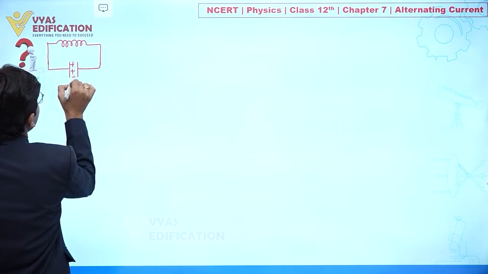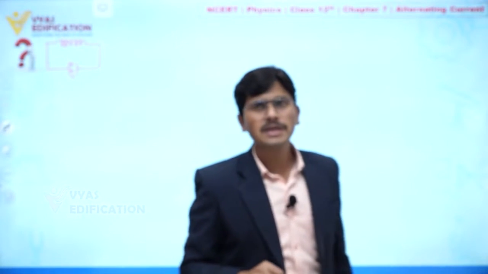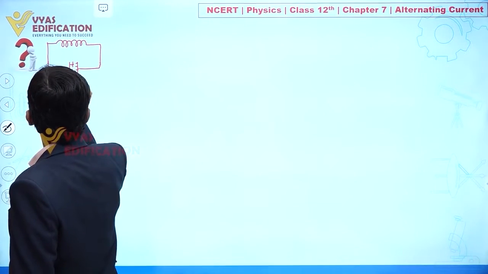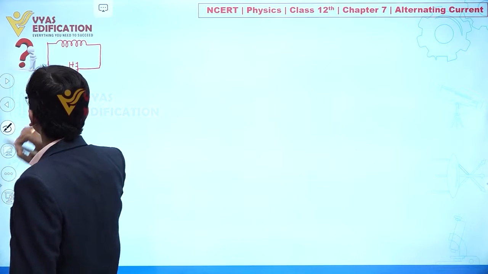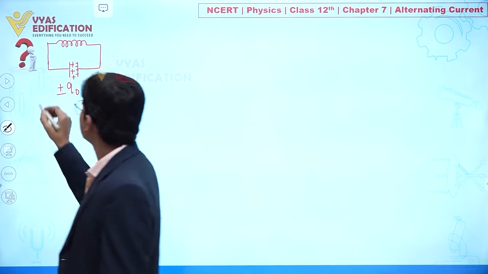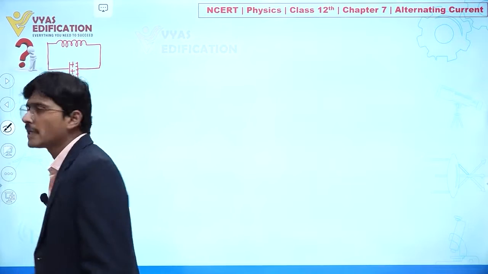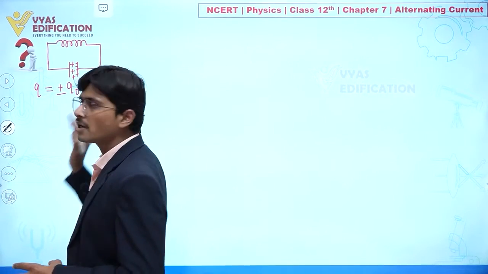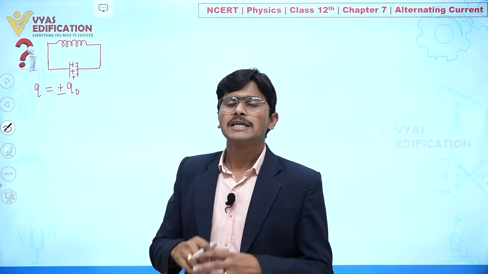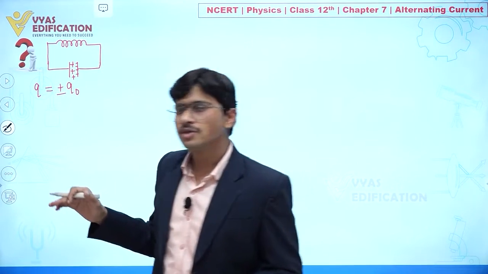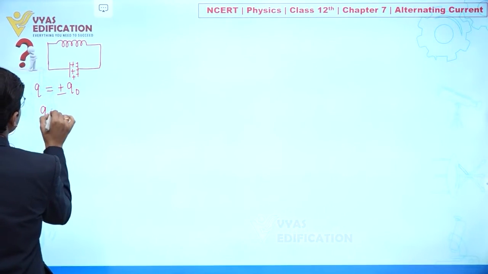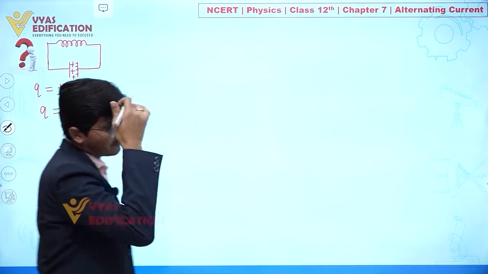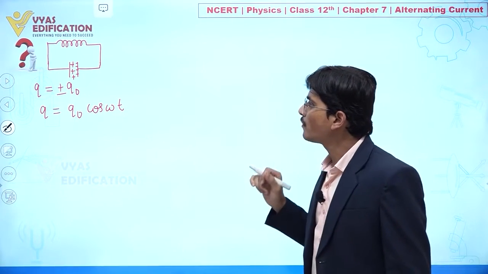Let's suppose all the energy stored is completely electrical. It means all the charge is present on the capacitor. So I am telling here this is plus minus Q naught. Yes or no? Charge that is present on this capacitor Q is equal to plus minus Q naught. Clear? Now when we are talking about LC oscillation, the expression of charge flowing in LC oscillation is given by Q equal to Q naught cos of omega t. Clear to everyone? Q equal to Q naught cos of omega t.